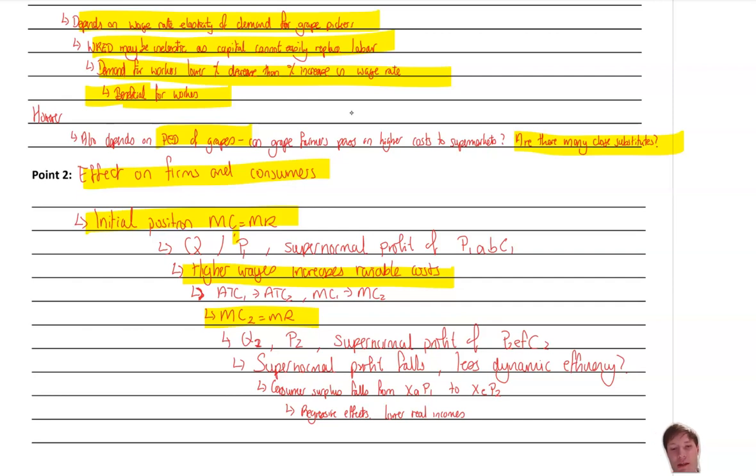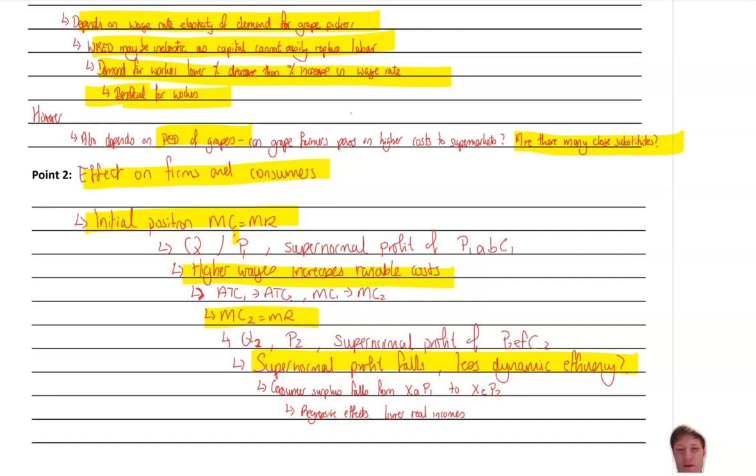We could make the point then that supernormal profit will fall for grape farmers. Could you make the point that they're less dynamically efficient? Well, possibly. I don't know how dynamically efficient a grape farmer can be. They may well be investing in new technology and new capital, irrigation systems, for example, greenhouses. Give specific examples of how they could improve their productivity and the type of capital that they could be using. You can make that up, but be specific. You want to be using your application of this industry throughout the essay.